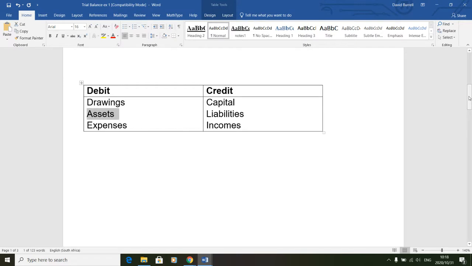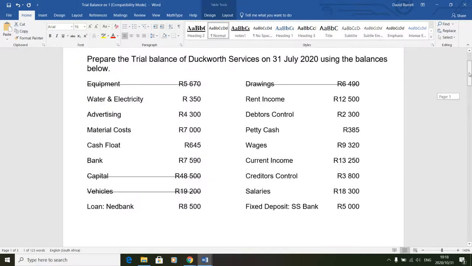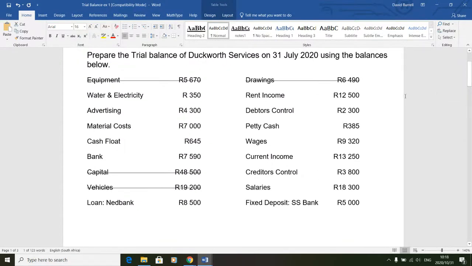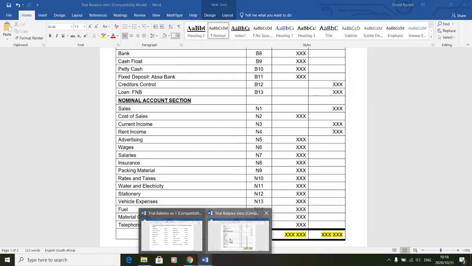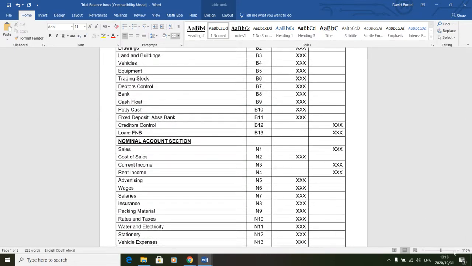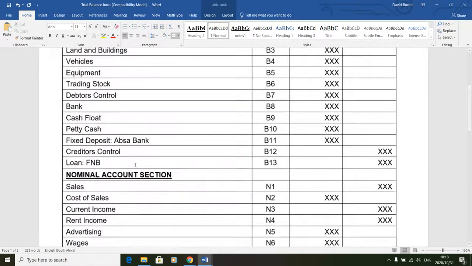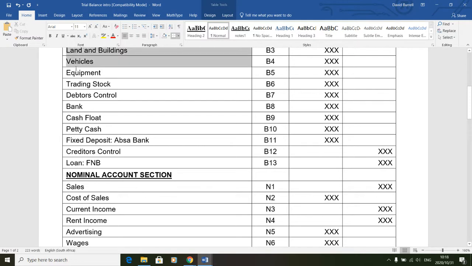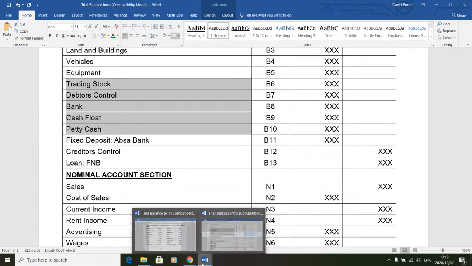Are there any other assets? Those were the fixed assets, so we should be looking for current assets. If we've forgotten what the current assets are, if I just go to my template here, you can see, let's make this a little bigger. We've dealt with the fixed assets, which are there. This is on page 96 in your workbook. Then you've got the current assets: trading stock, debtors control, bank, cash float, petty cash. Let's have a look.